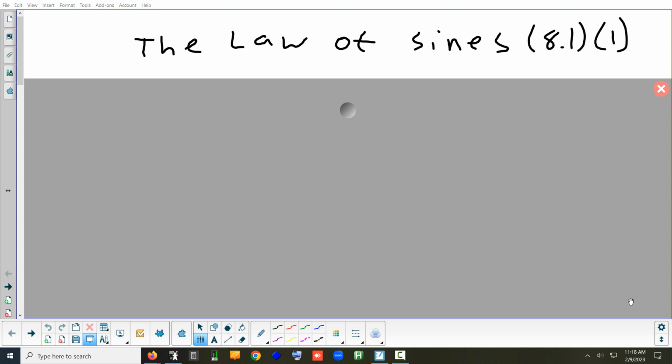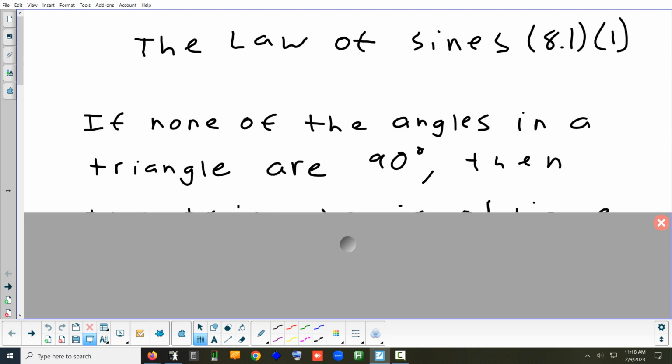Right, we're going to finish up with section 8.1, part 1. This is the beginning of the last full chapter that's dedicated to just trig. Okay, so chapters 6, 7, and 8 were all trig. Once we finish 8, then we're pretty much done with that part of the class.